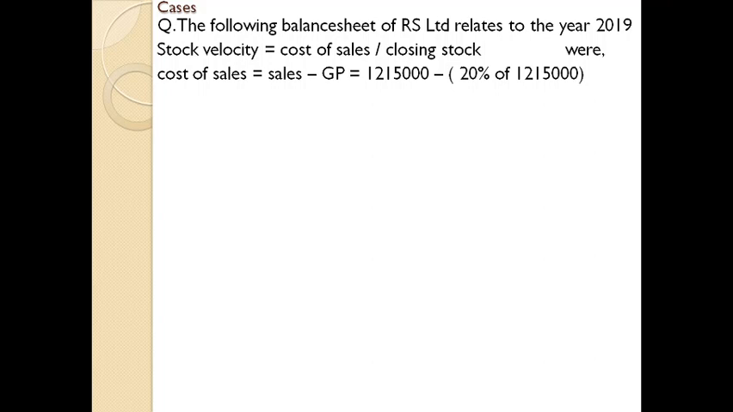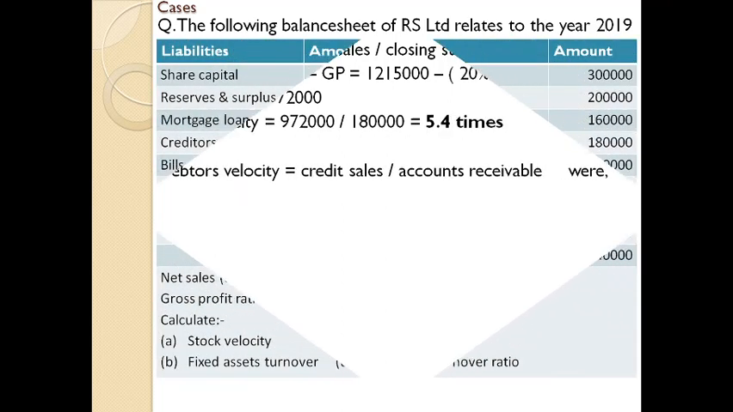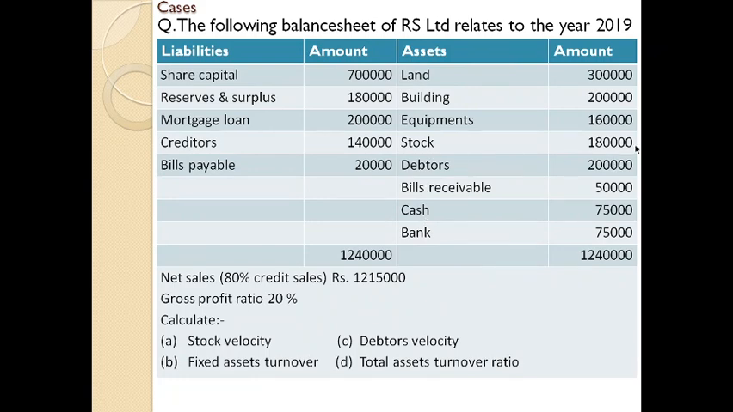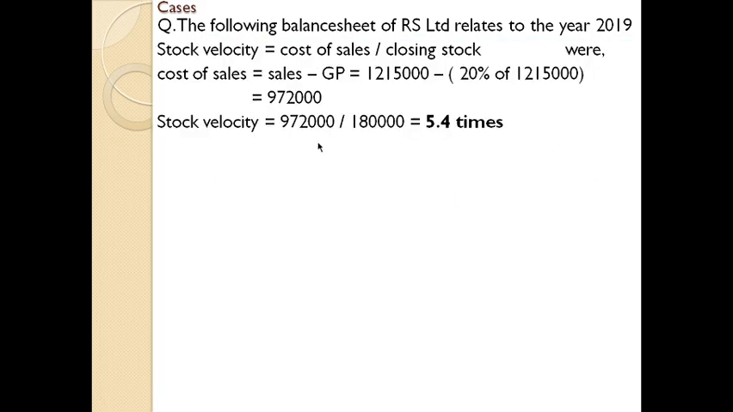Cost of sales is sales minus gross profit, and the sales amount, which is given in the question, is 12,15,000 net sales, minus gross profit. It is also given in the question, that is 20%, and it is implied that it is 20% of sales. So 20% of 12,15,000, you will get 9,72,000. Now we got cost of sales. Next one, closing stock. We all know closing stock will be given in the balance sheet. Closing stock here is 1,80,000. So stock velocity is 9,72,000 divided by 1,80,000, that is 5.4 times.